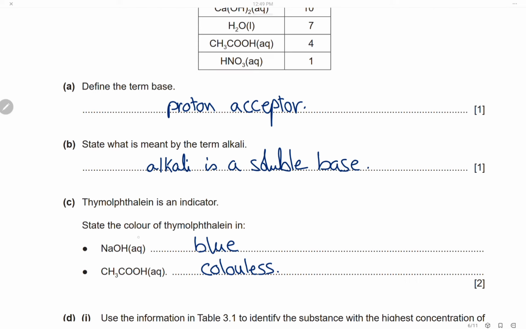Thymolphthalein is an indicator. State the color of thymolphthalein in sodium hydroxide. Thymolphthalein gives a blue color in sodium hydroxide, and in ethanoic acid, thymolphthalein will be colorless.